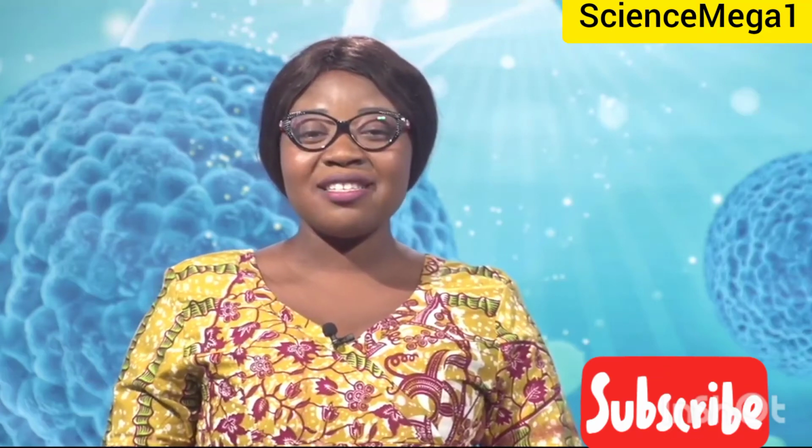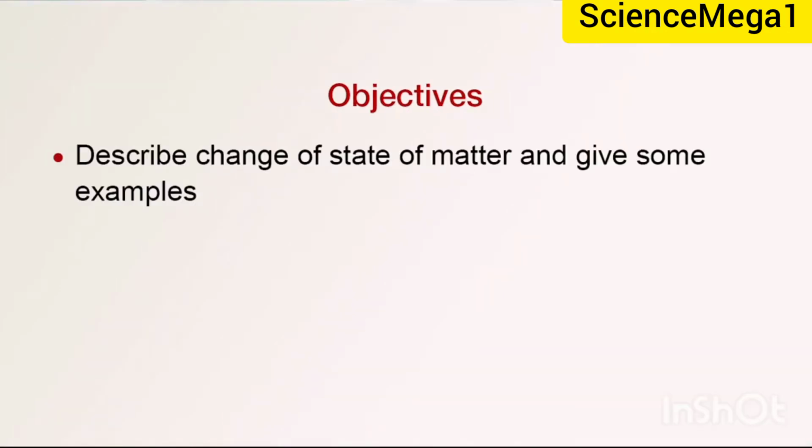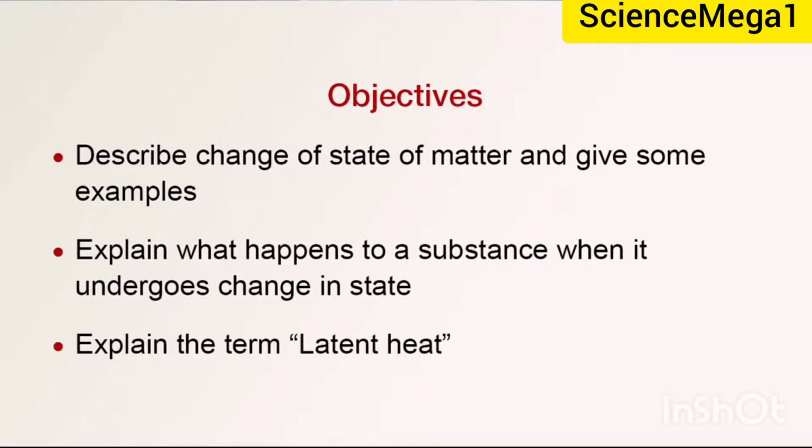But before we begin our lesson, let's take a look at the objectives. By the end of this lesson, you'll be able to describe change of state of matter and give some examples. Explain what happens to a substance when it undergoes change in state. And explain the term latent heat.